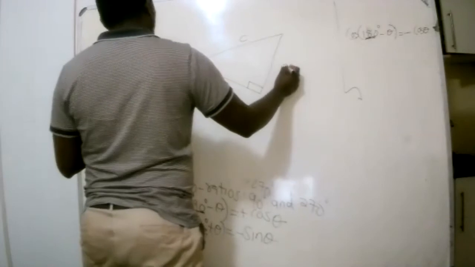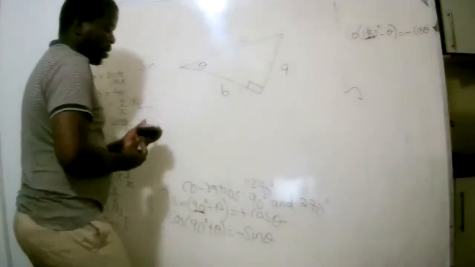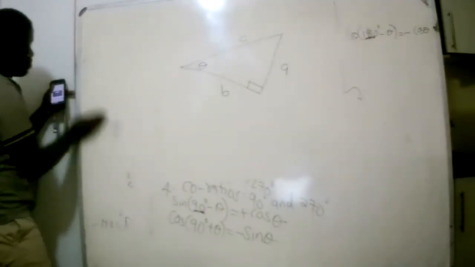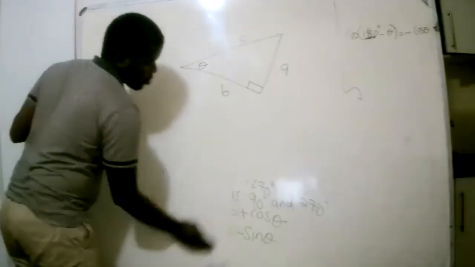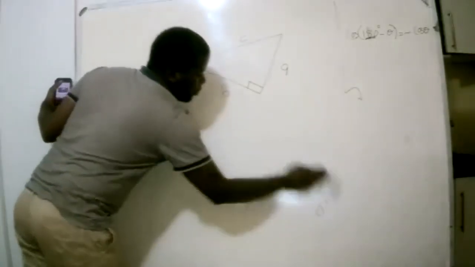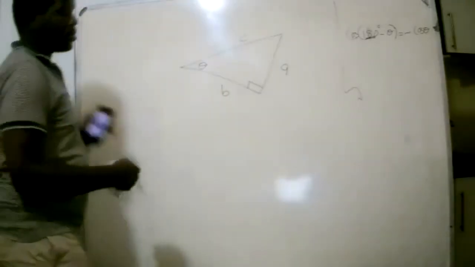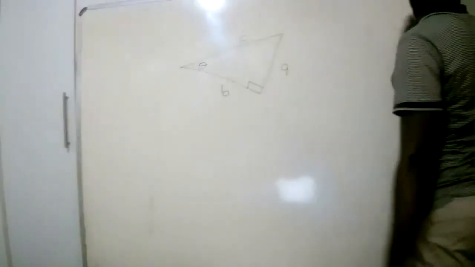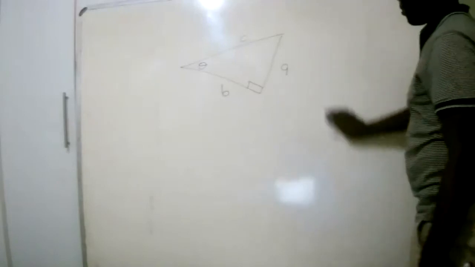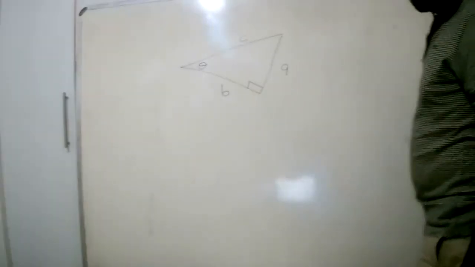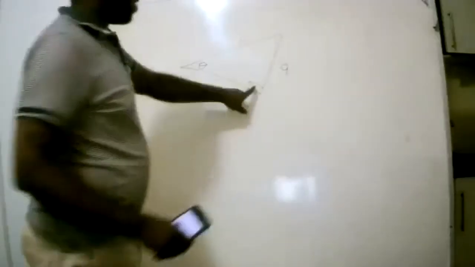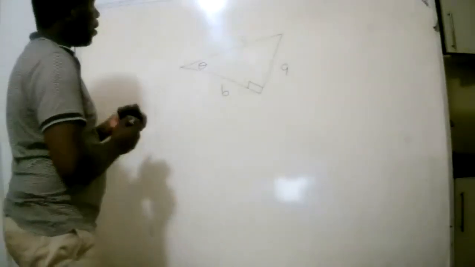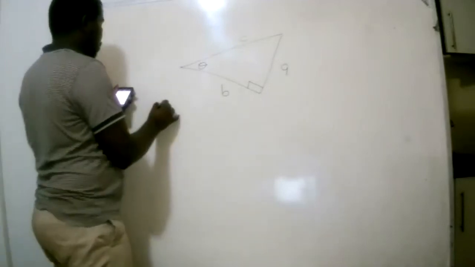My first question to you is, is the triangle we have on the board a right angle triangle? Yes. How do we know it's a right angle triangle? Because it has a 90-degree angle, because we have 90 degrees down here. Are we together?